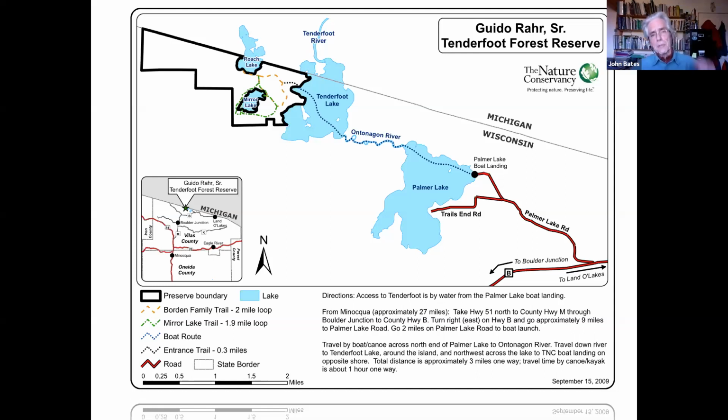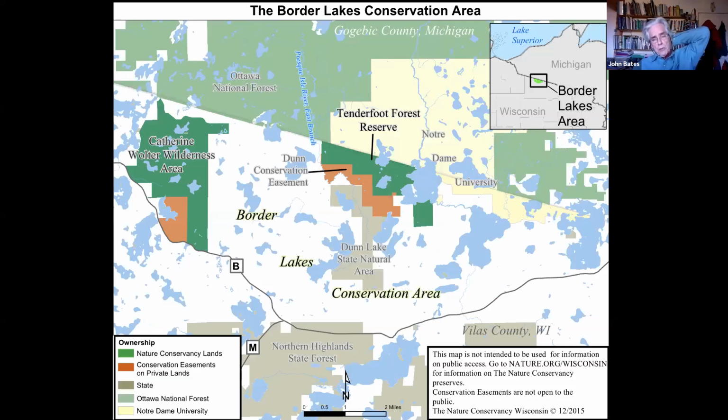What's interesting to me about it is it's bordered by Notre Dame University, which owns, gosh, what is it, 6,000 or 7,000 acres of land into the Ottawa and some into Wisconsin as well. Bordered to the south by the Dunn Lake State Natural Area and by a conservation easement held by the Nature Conservancy with the Dunn family. And then further to the west is the Catherine Wolter Wilderness Area owned by TNC as well, 2,000 acres, and the Ottawa National Forest then to the north. So this is part of a large area of contiguous forest.